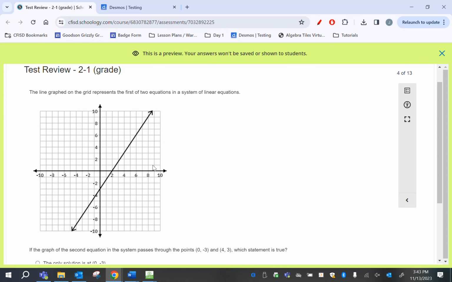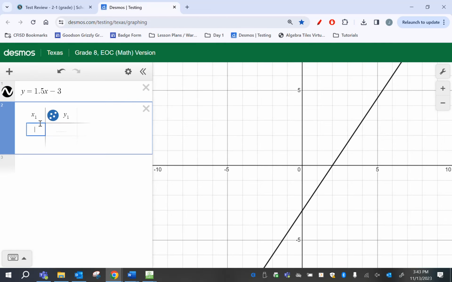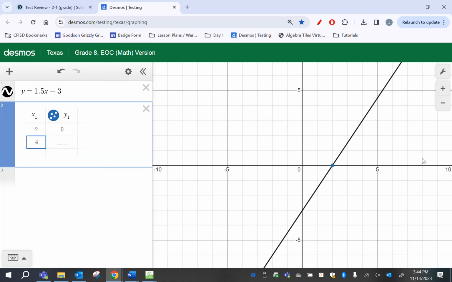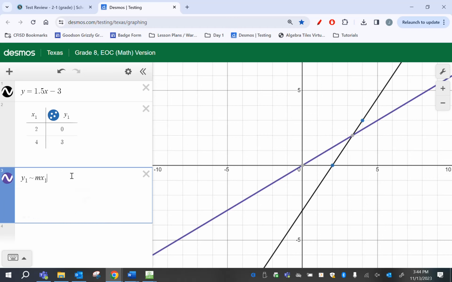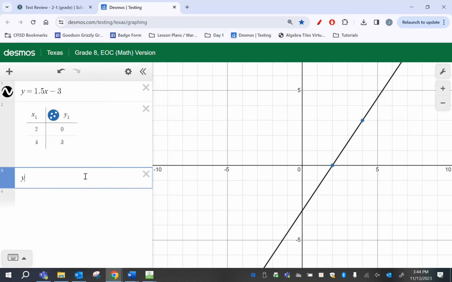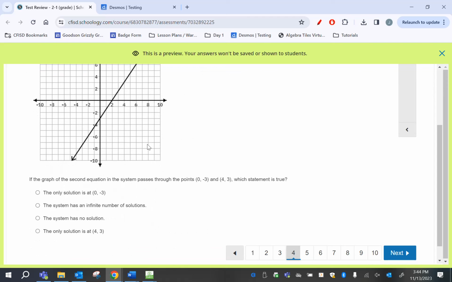Find 2 points off of this line and put those into Desmos. So I'm going to find 2 points. I see 2, 0 and 4, 3. We're going to do a linear regression on that table. Gives me a slope of 1.5 and a y-intercept of -3. Now, looking at this system of equations, answer the question below. What statement is true? One of these statements is a true statement. Find the true statement.